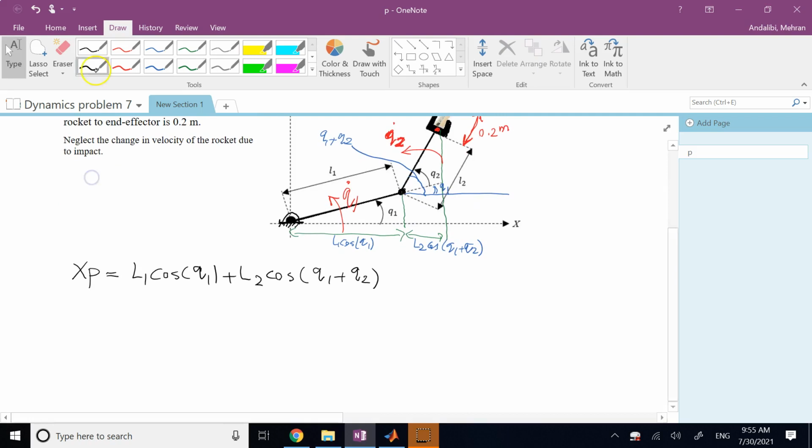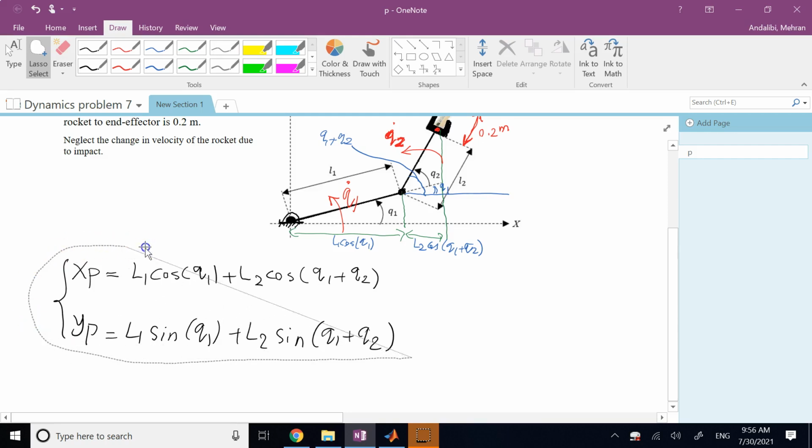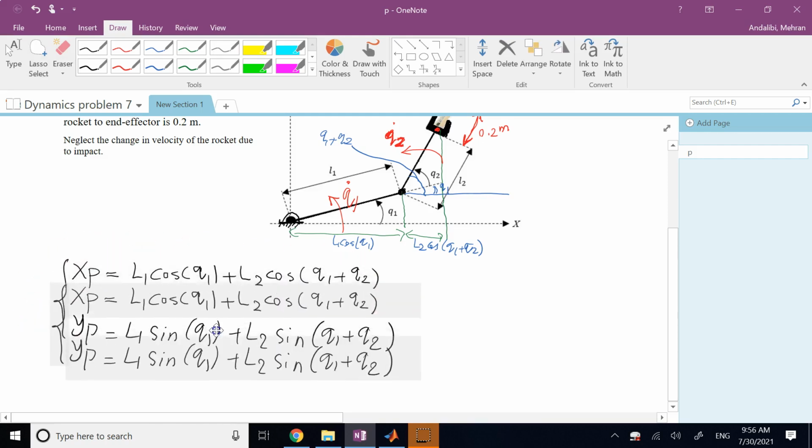And similarly, you can do a similar thing for y of point P. Y of point P is going to be L1 sine of Q1 plus L2 sine of Q1 plus Q2. So these are the coordinates of the impact point, x and y of P.